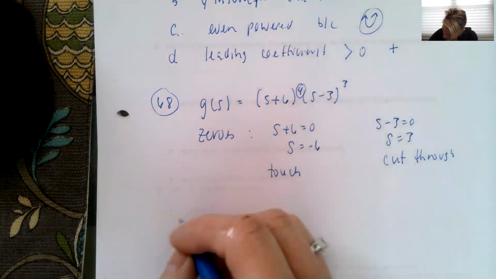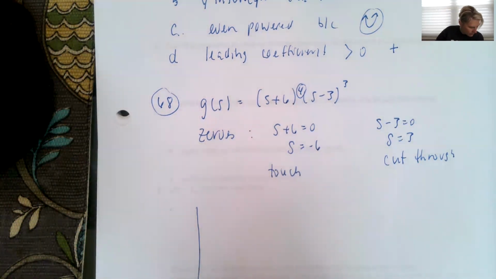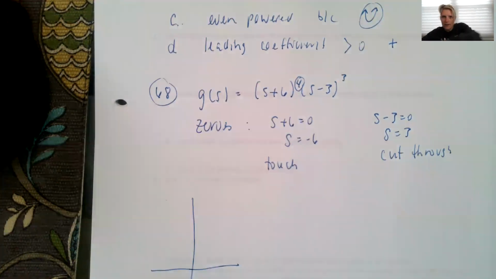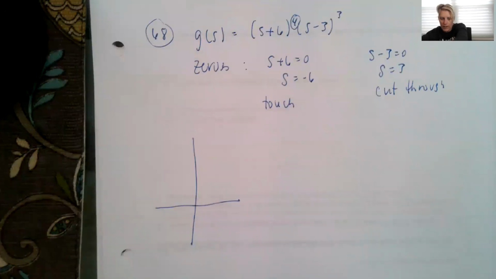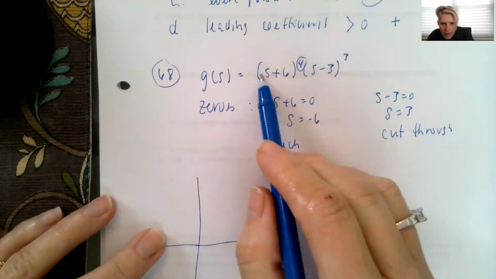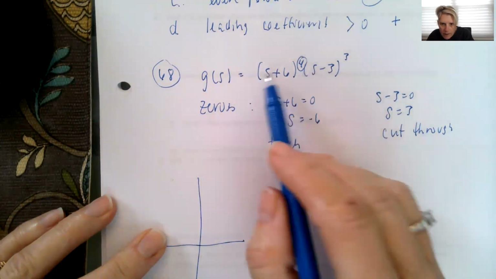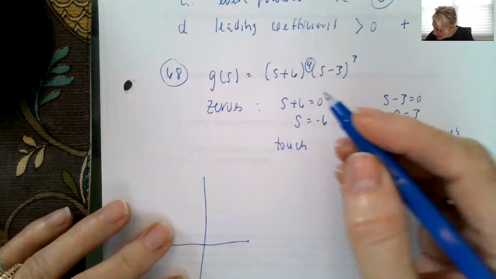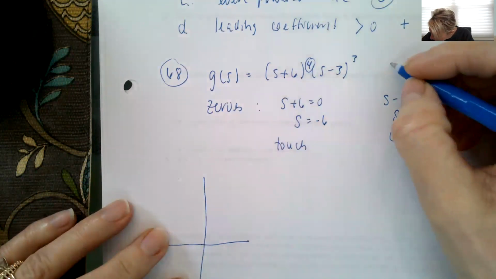Okay, so we can imagine a graph. It says you can check with a graphing utility. So let's see if we can do it on paper, and then we'll go check it on Desmos. And because the coefficients on this s and this s are 1, so it's positive. So the leading coefficient is going to be 1.